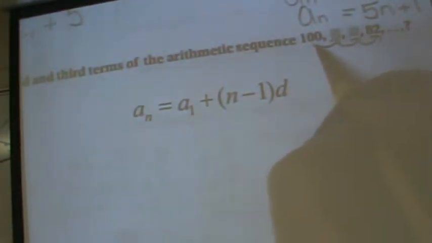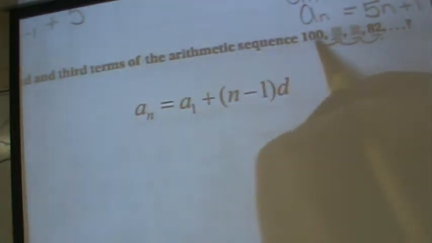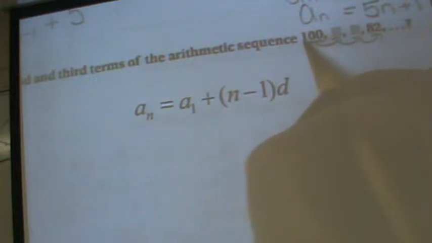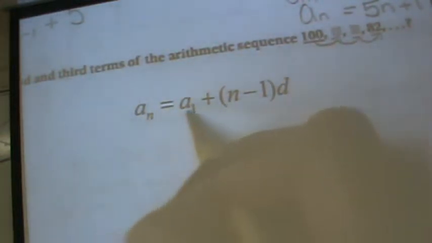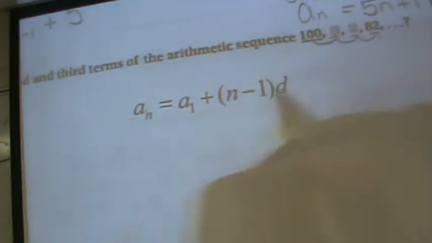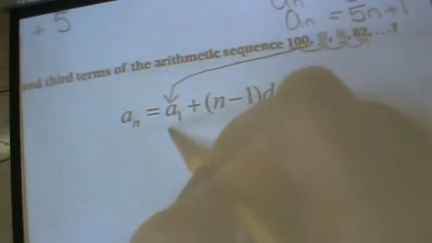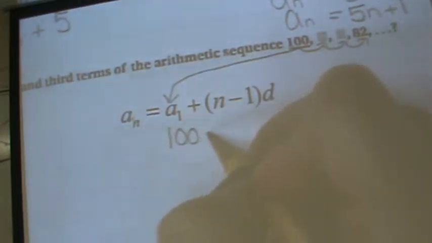I'm going to use this 100. I always start out writing this formula down. I'm going to use this 100 as which one of these four things do you think? A sub 1? Yes. 100 would be my A sub 1. Definitely.